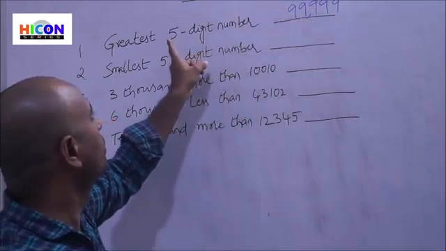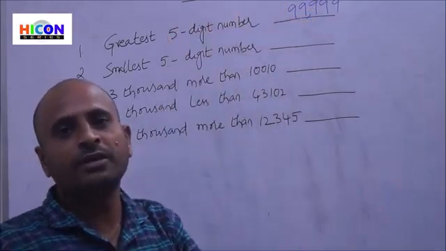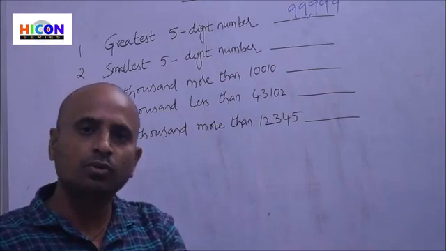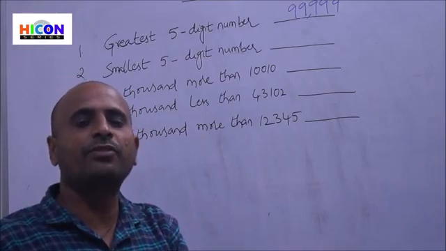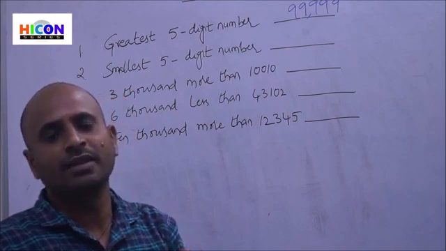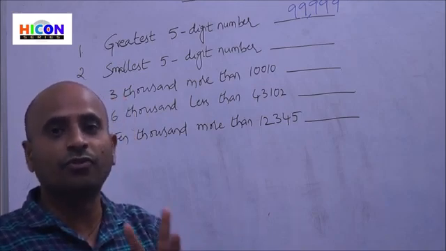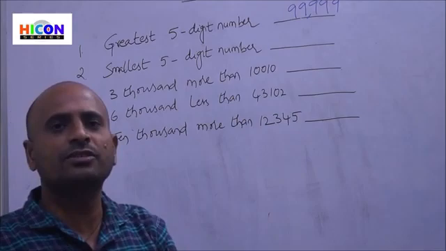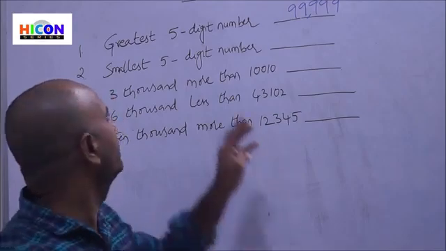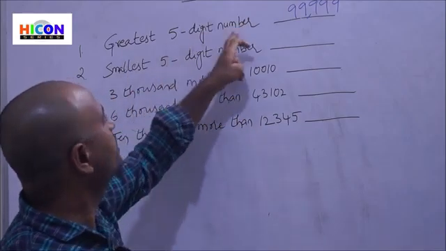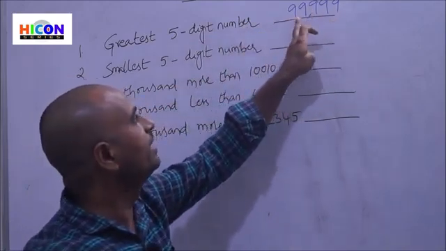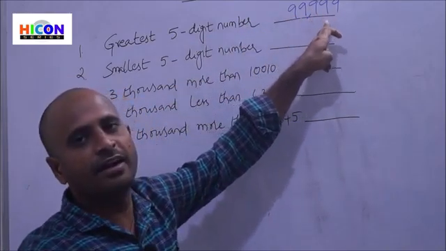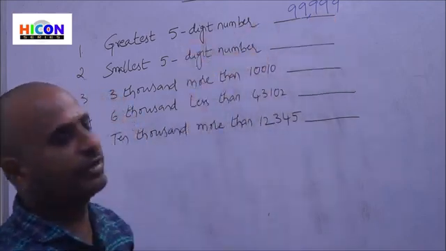For the greatest 2-digit number, we just write 2 nines. For a 3-digit greatest number, 3 nines. For the greatest 4-digit number, 4 nines. And the greatest 5-digit number is 5 nines, that is 99,999.